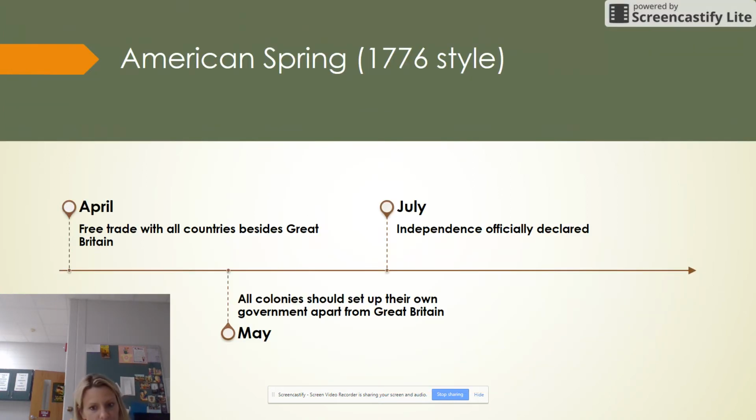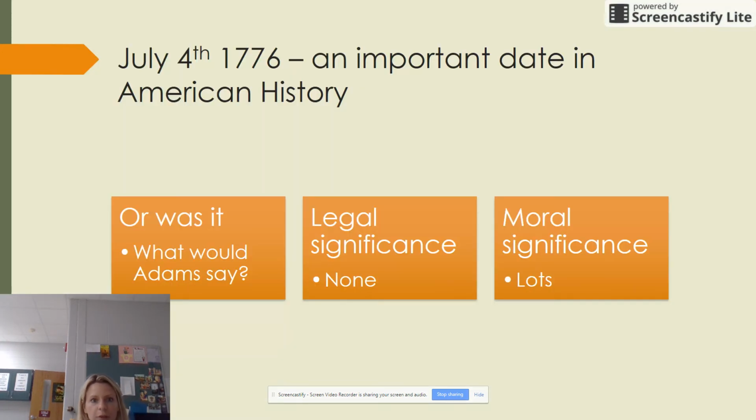So you remember a couple of years ago, we had Arab Spring. Well, in 1776, we had American Spring. And in April, the United States declares that they will start free trade with all countries besides Great Britain. And then in May, all colonies have set up their own government separate from Great Britain. And then in July, we officially declare independence. And that would be the whole July 4, 1776 debacle.